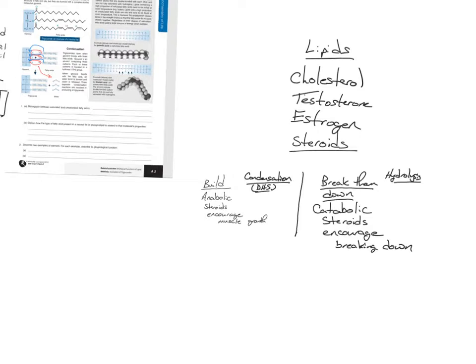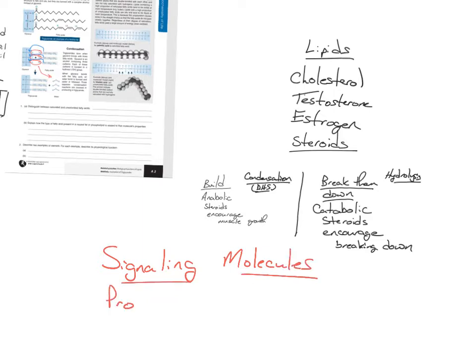Warning. Any one of these steroids, they're also called hormones. Not all hormones are steroids. Insulin is a protein, but it's a hormone, all right? Hormones in general are signaling molecules. They signal. So these are called signaling molecules. Both proteins and lipids can be used in this way.